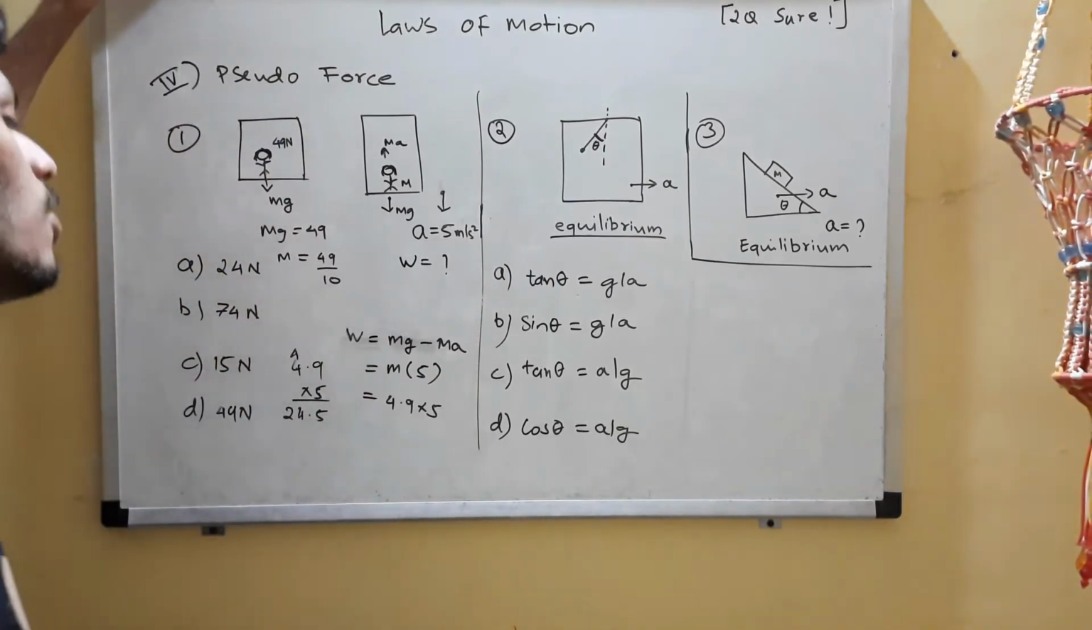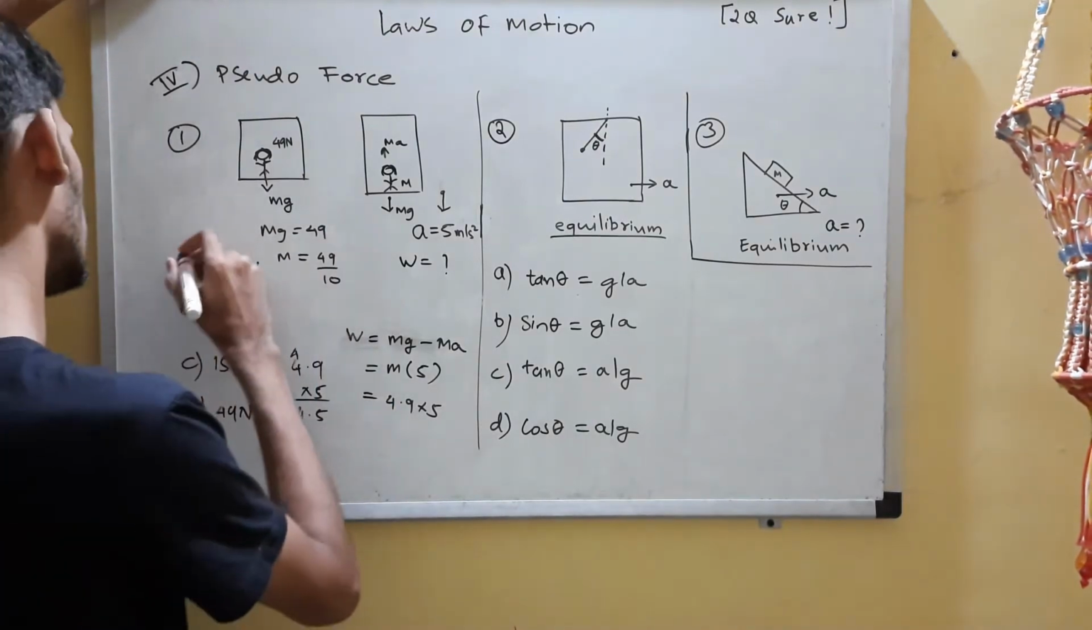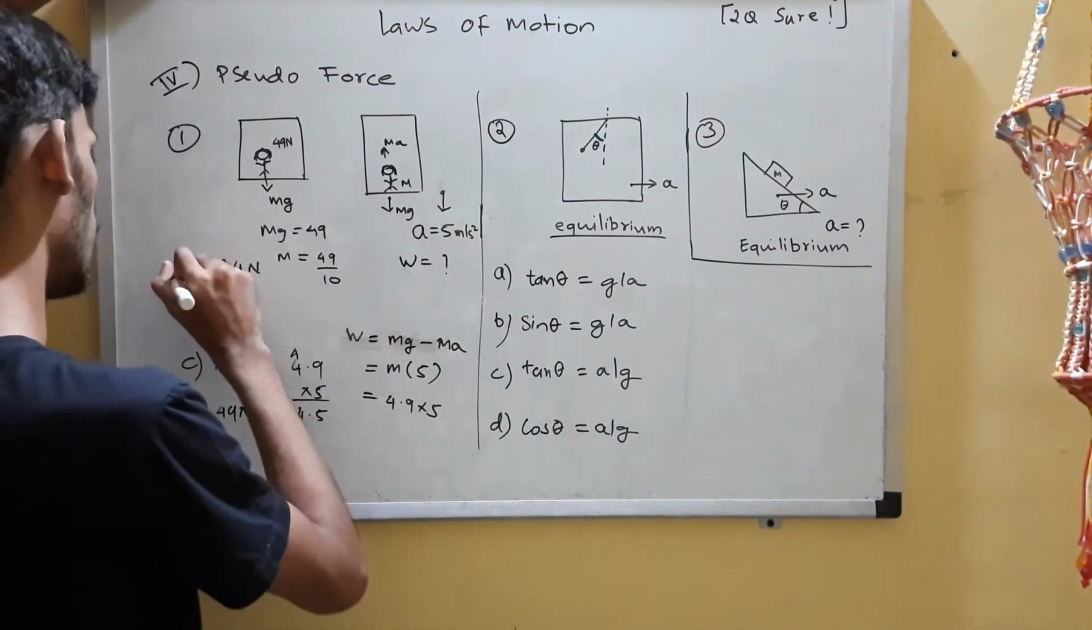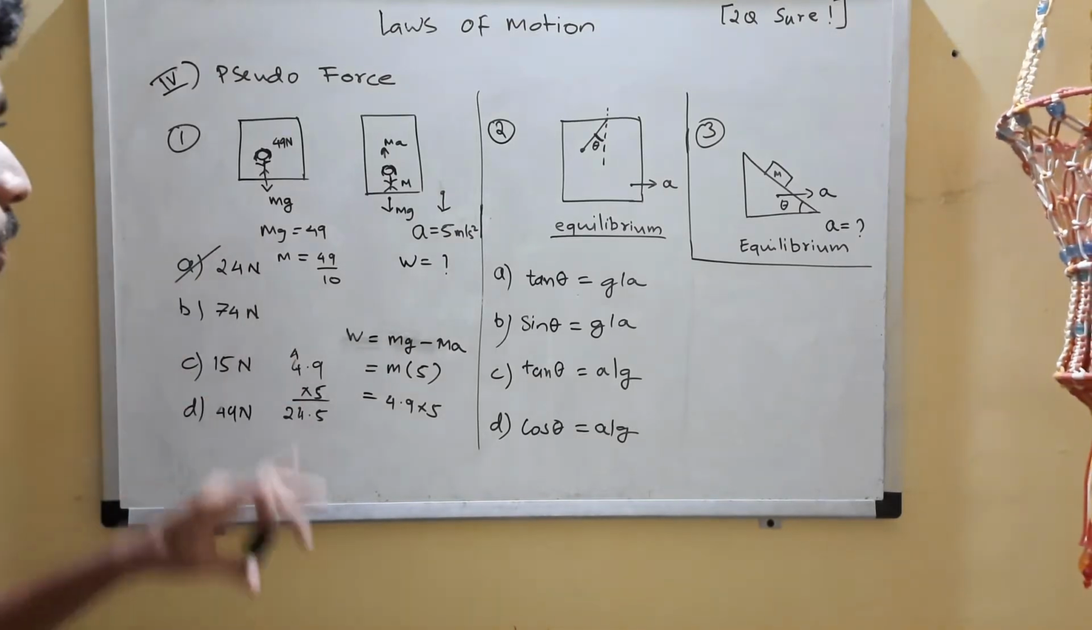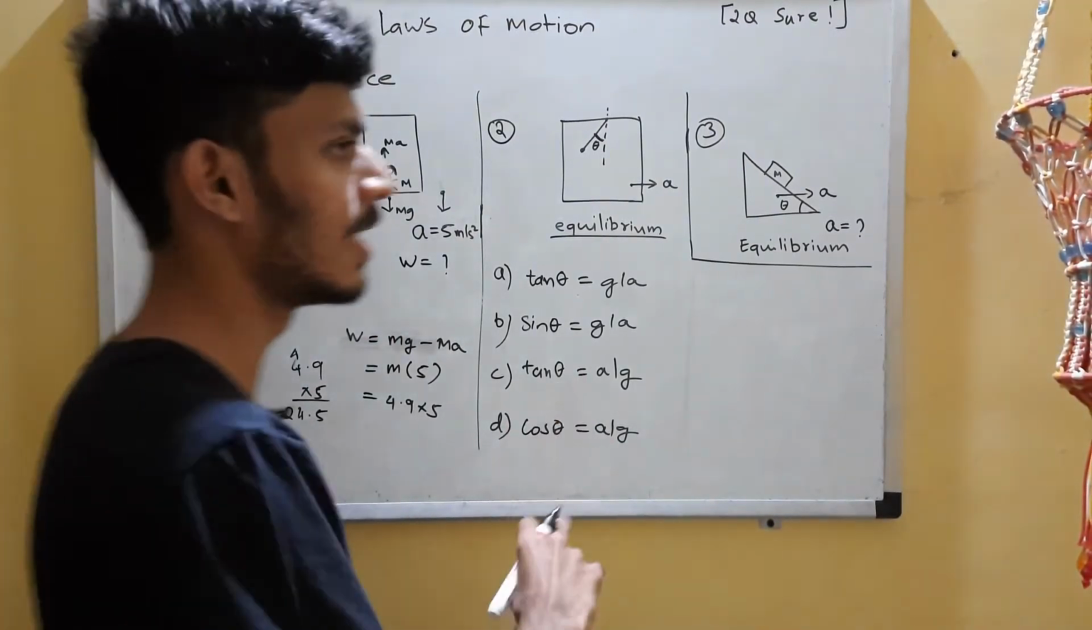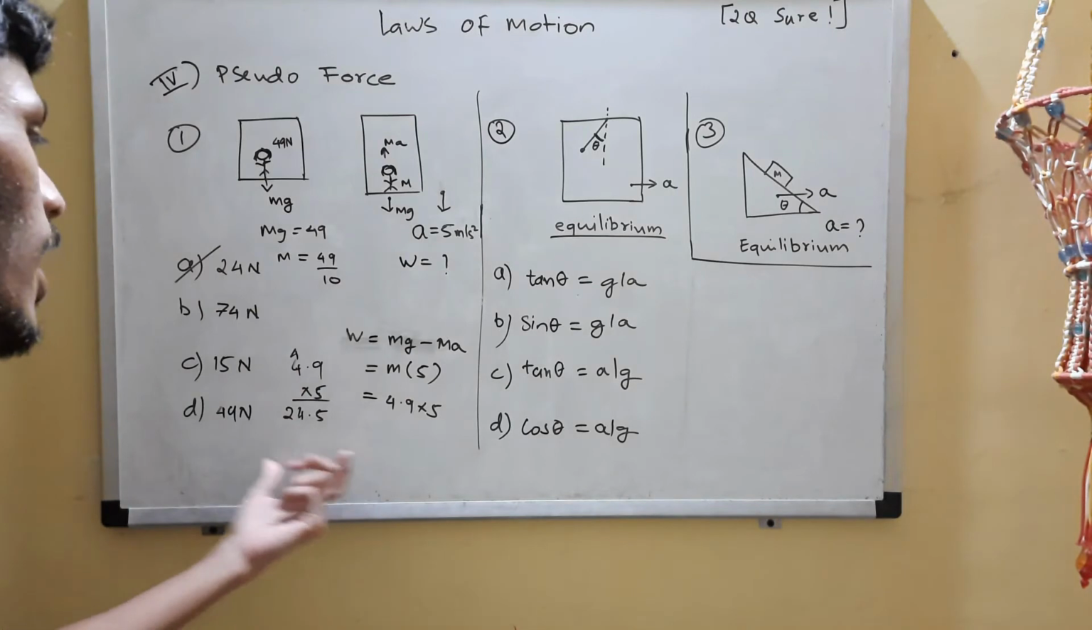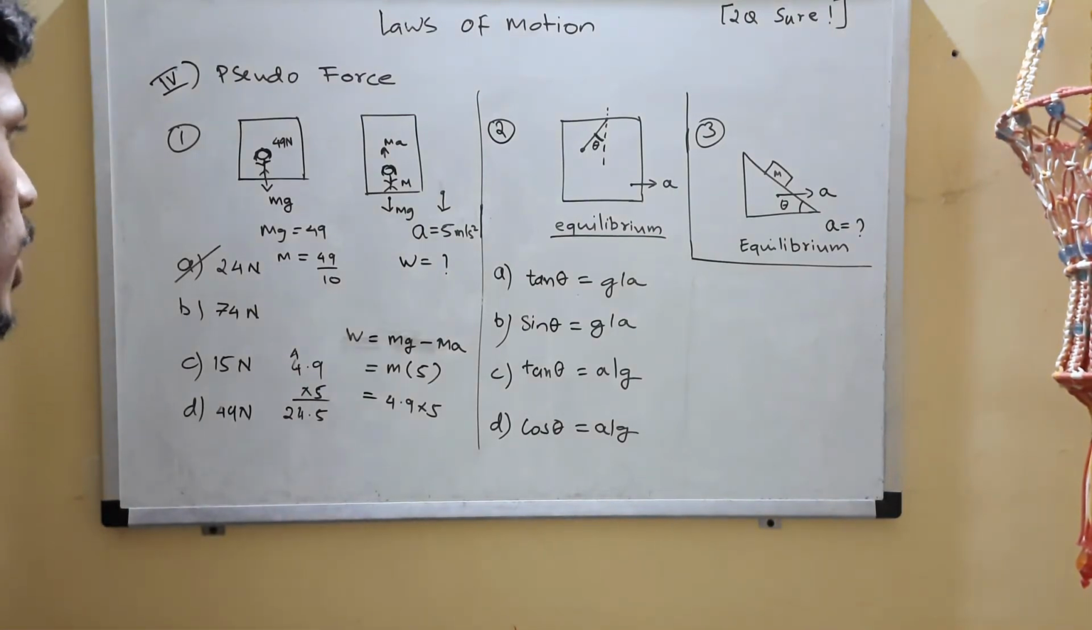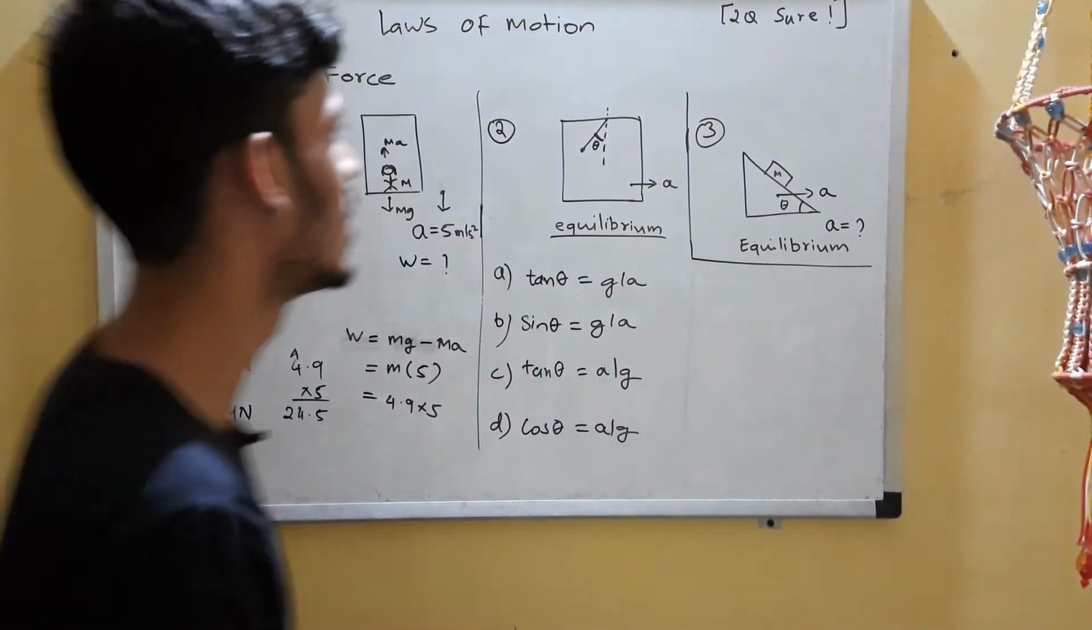Okay, we took the value of g as 10, so that's why we are getting a bigger value than 24. So it is 24.5. Here you were supposed to take the value of g as 9.8. That time you will get it as 24. Yeah, so option A, 24, is the correct choice over here. Okay, let's come to question number 2 now.